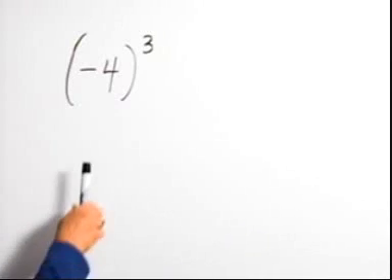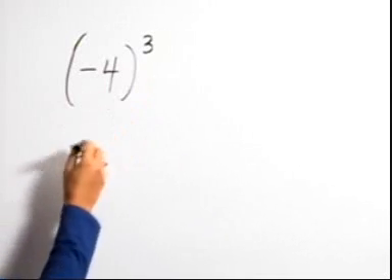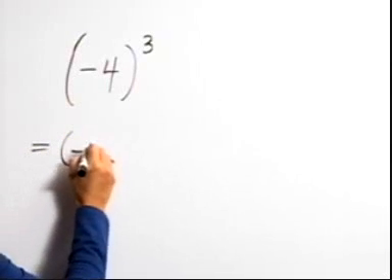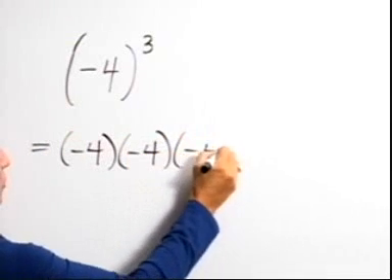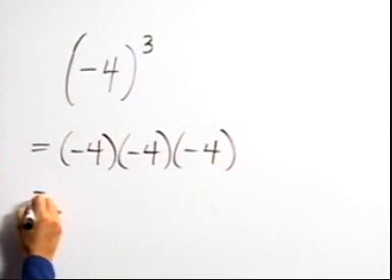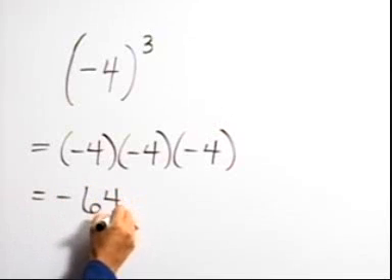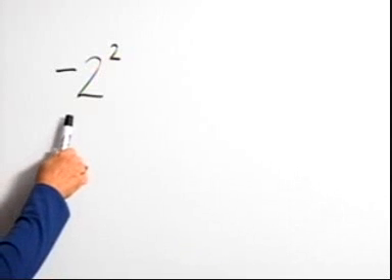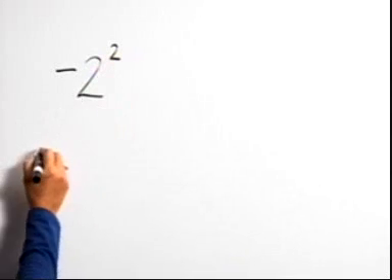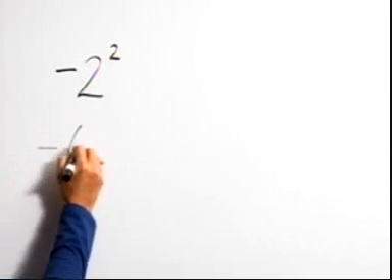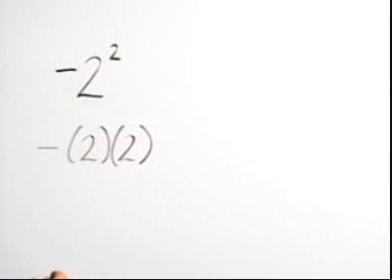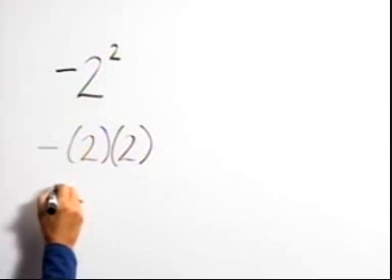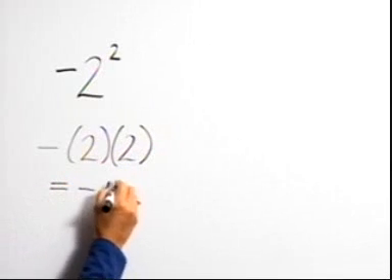We want to evaluate negative 4 to the third power. That means a negative 4 times negative 4 times negative 4, which is a negative 64. Evaluate negative 2 to the second power. This tells us negative 2 times 2. The negative is not included in the exponent, so the answer is equal to a negative 4.